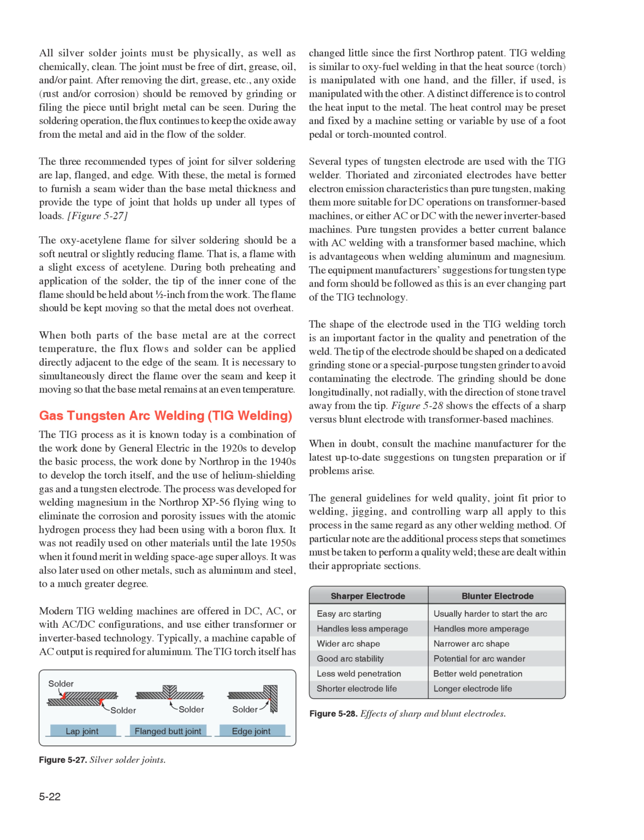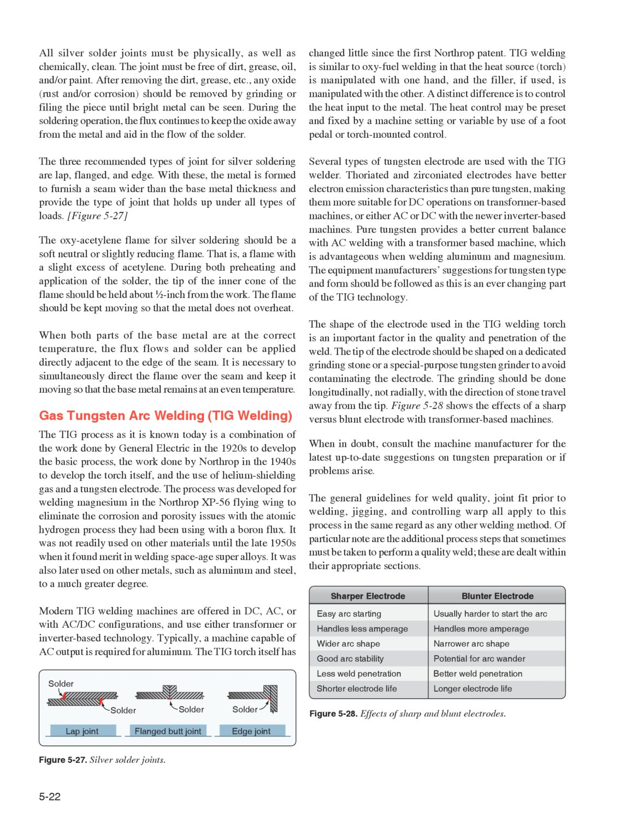Gas tungsten arc welding, TIG welding. The TIG process as it is known today is a combination of the work done by General Electric in the 1920s to develop the basic process, the work done by Northrop in the 1940s to develop the torch itself, and the use of helium shielding gas and a tungsten electrode.